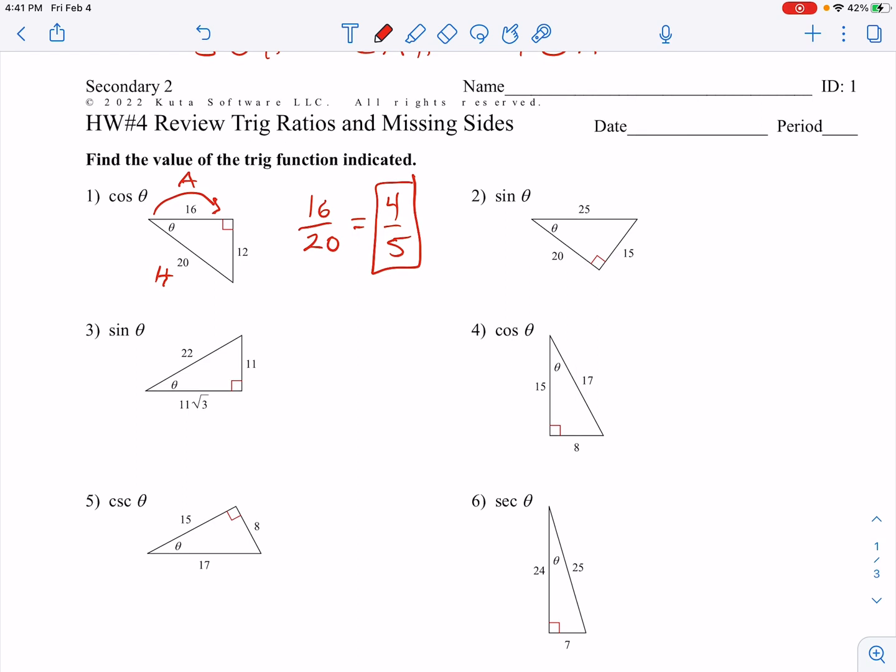Number three, make sure you guys do both evens and the odds. Number three, sine is the opposite. Opposite of our angle is across from our angle, divided by the hypotenuse, the longest side. So this one would be 11 over 22, or 1/2 if you simplify.